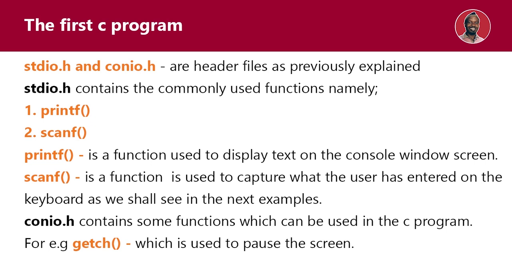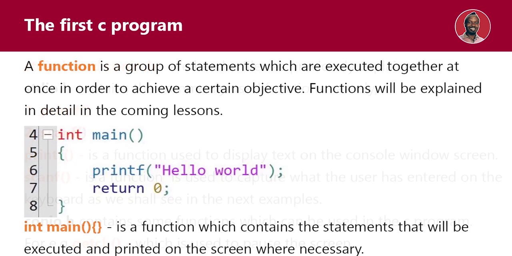conio.h contains some functions which can be used in the C program. An example of such functions is the getch function that is used to pause the screen. A function is a group of statements which are executed together at once in order to achieve a certain objective. Functions will be explained in detail in the coming lessons.